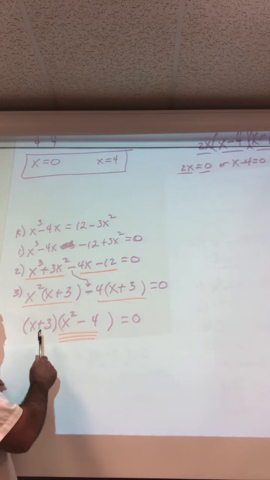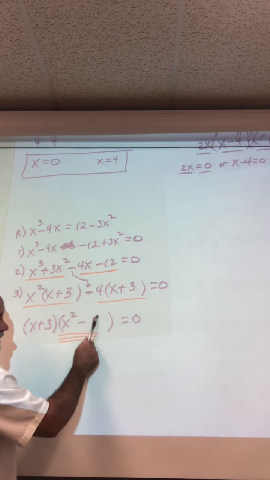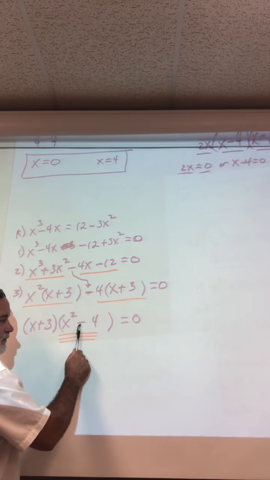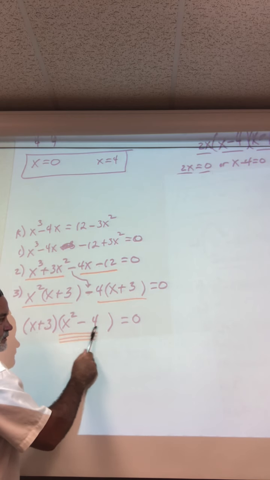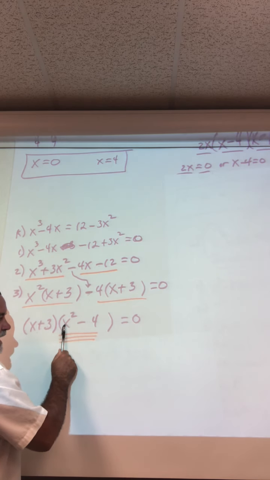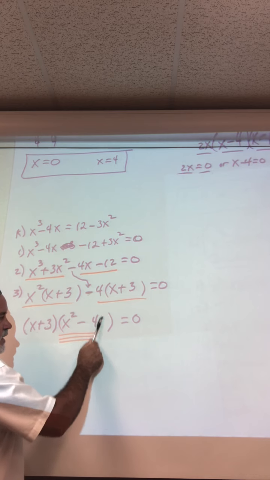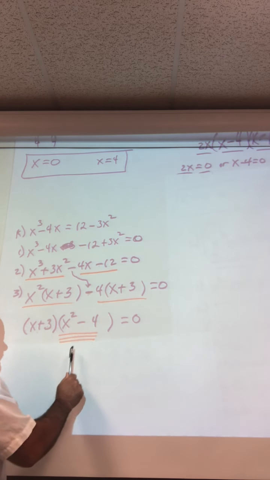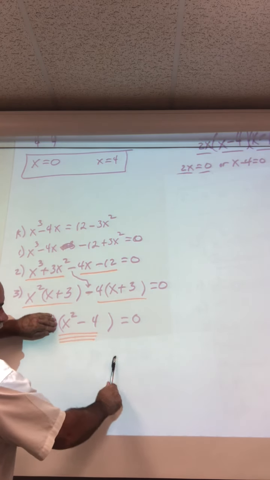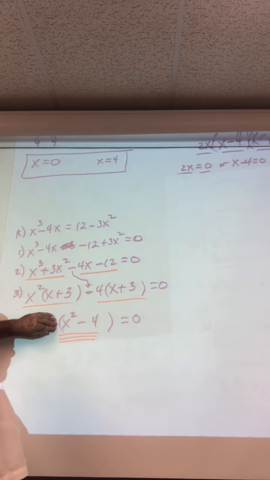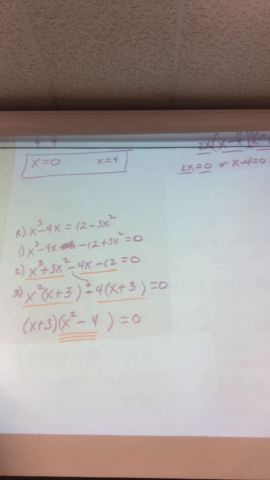Remember, this says to completely factor this. Look at this right here. The difference of 2 perfect squares, x and x, perfect square, 2 and 2. So this factors again. x plus 2, x minus 2 is how that factors. But don't forget to bring that down as well.